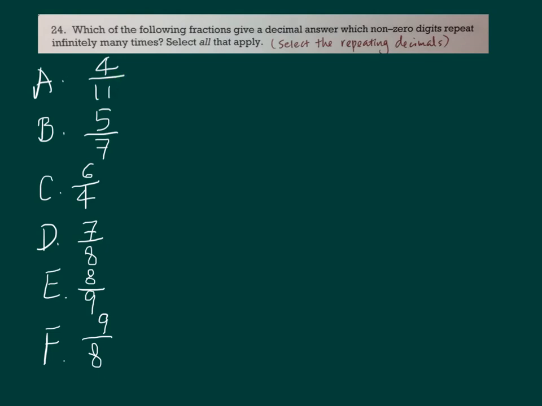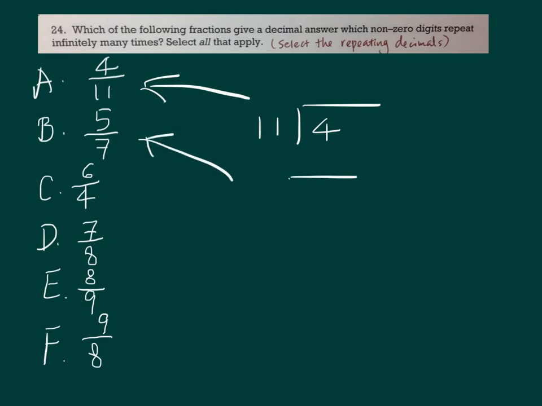So for part A, you would do 4 divided by 11. Make sure the top number, the numerator, goes inside. And then answer B, it is going to be 5 divided by 7. For C, it's going to be 6 divided by 4, so on and so forth, until you pick a few answers that will give you repeating decimals.